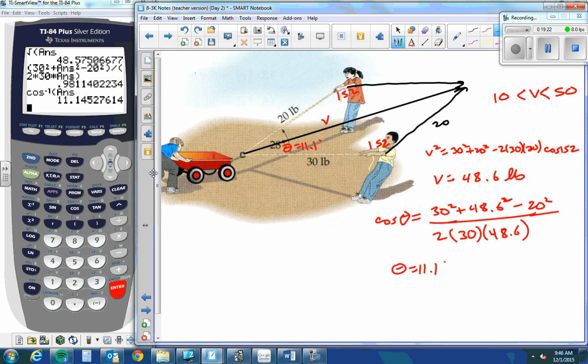We're trying to find this force going in the exact opposite direction, right? And so we need to know this angle. Well, let's think of the third quadrant angle. So here's our answer, 48.6 pounds force. In which direction? What would that angle be? 191.1?